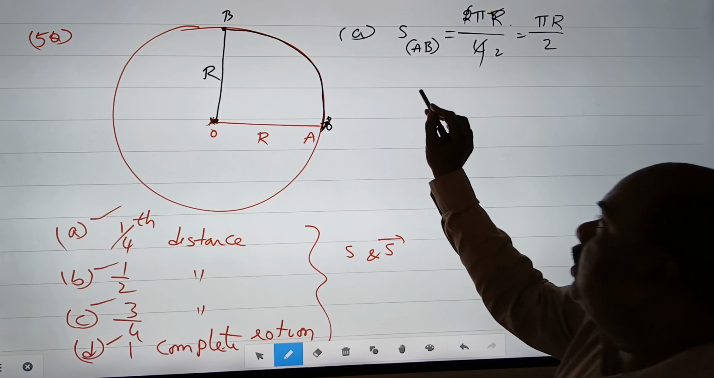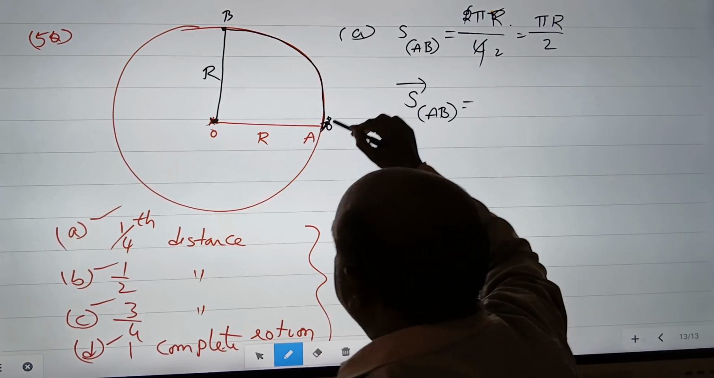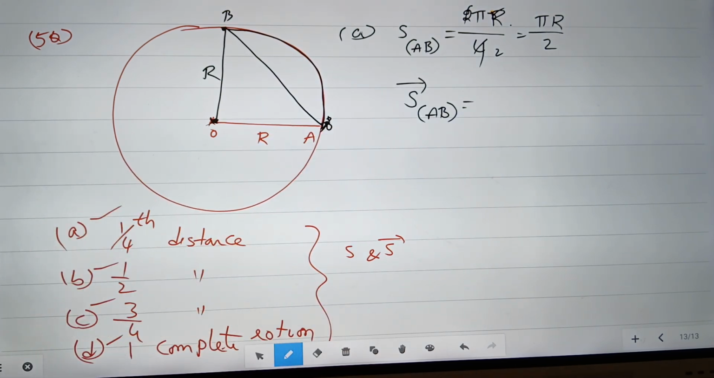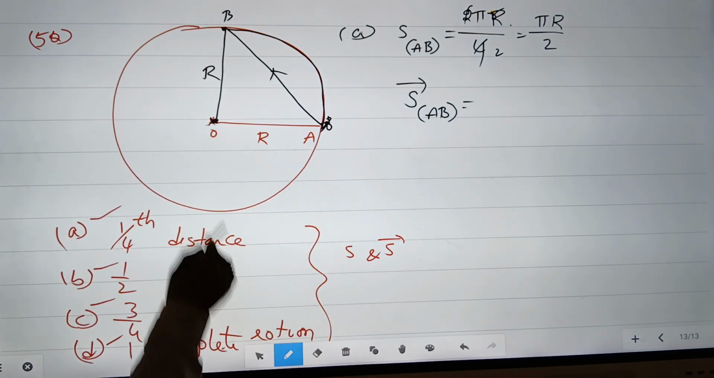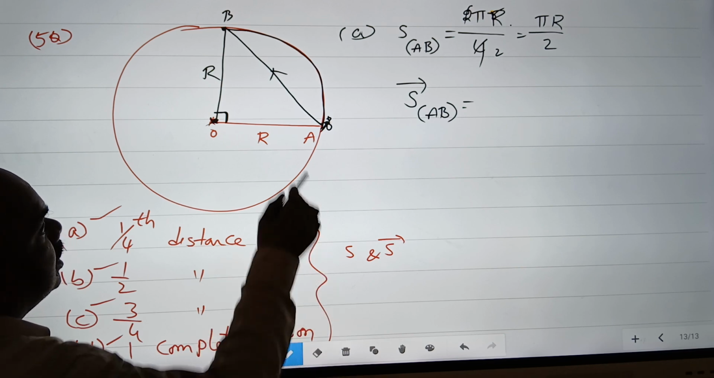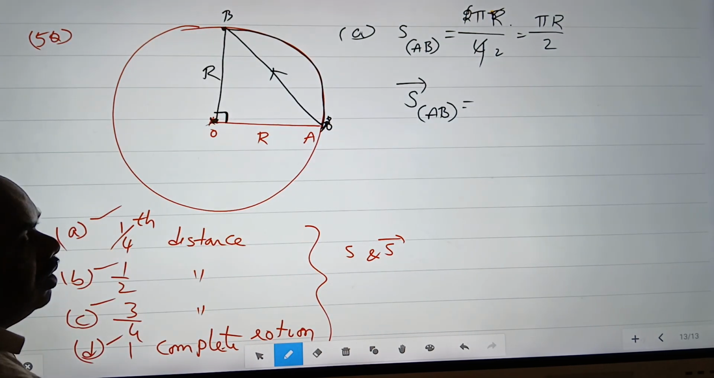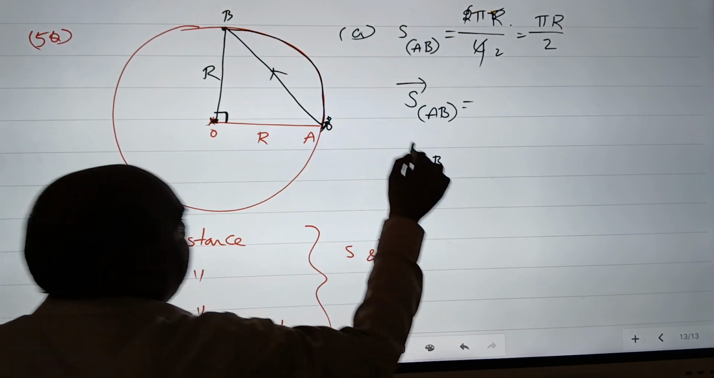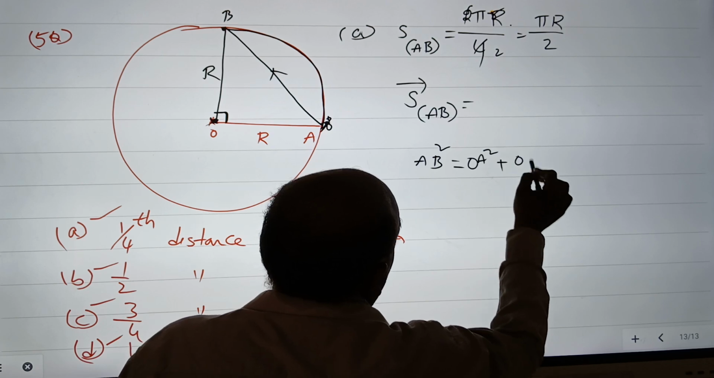Clear? Now displacement. Displacement is the shortest path between here and here. What is the shortest path? That is always a straight line, so it is a vector quantity. He started from A, went to B. You know very well the angle between these two lines is 90. It is a right angle triangle, so OAB is a right angle triangle. You want A to B. Apply Pythagoras theorem, beta. AB square, the hypotenuse square, is equal to the remaining two squares, OA square plus OB square.